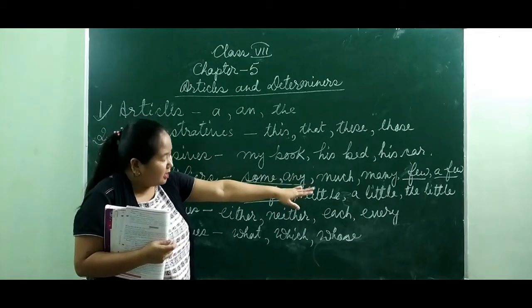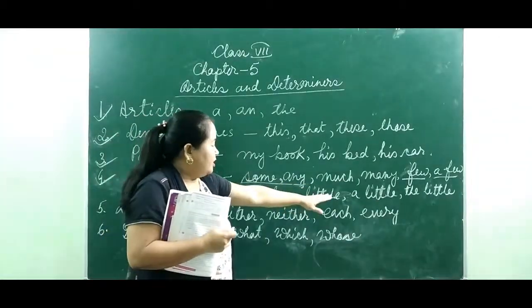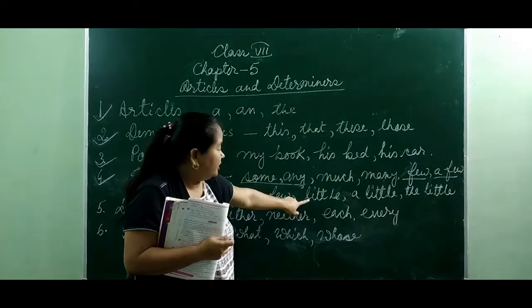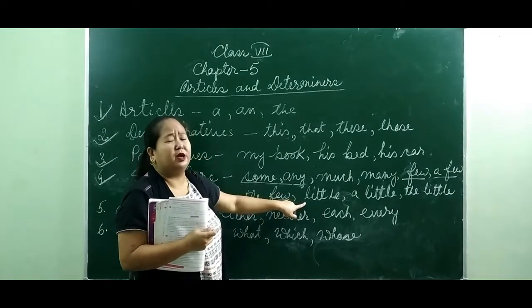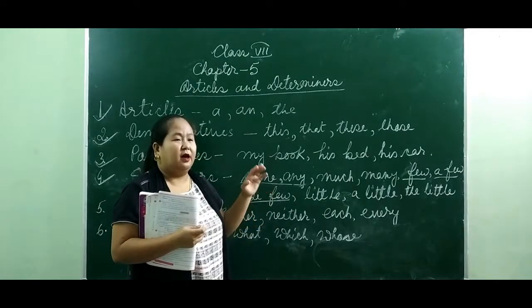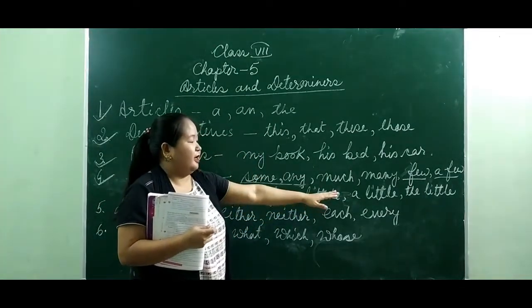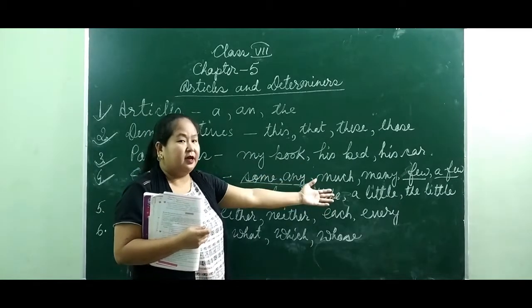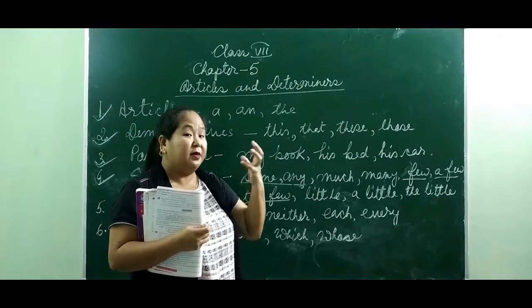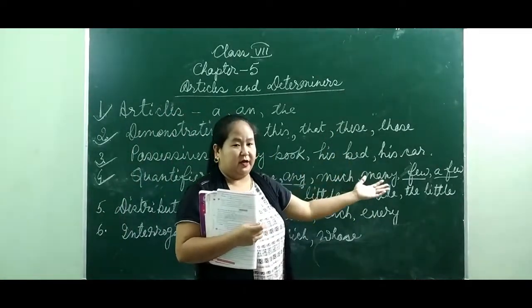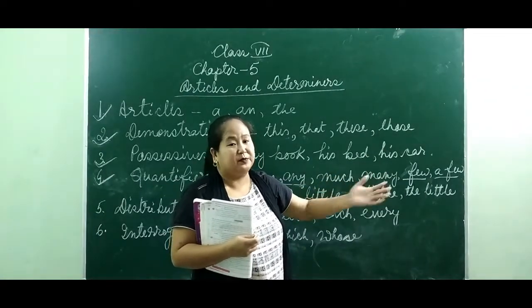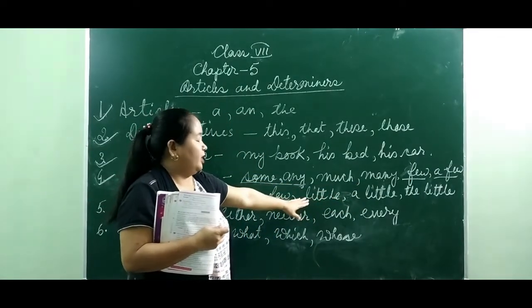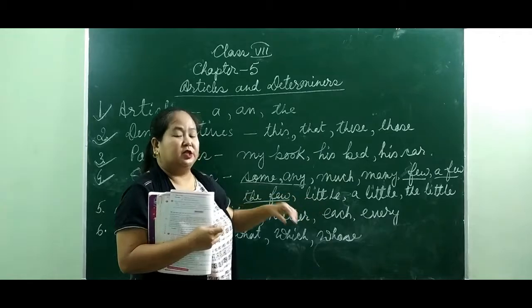Little, a little, the little are used only with uncountable nouns. Again, little has a negative meaning. If I say I have little knowledge on this subject, it means hardly anything. A little has a positive meaning. If I say I have a little hope of success, though not much, at least some, up to some extent. The little is all of it. The little money I earn, I spent all, all of it. So little, a little, the little are used with uncountable nouns denoting quantity.